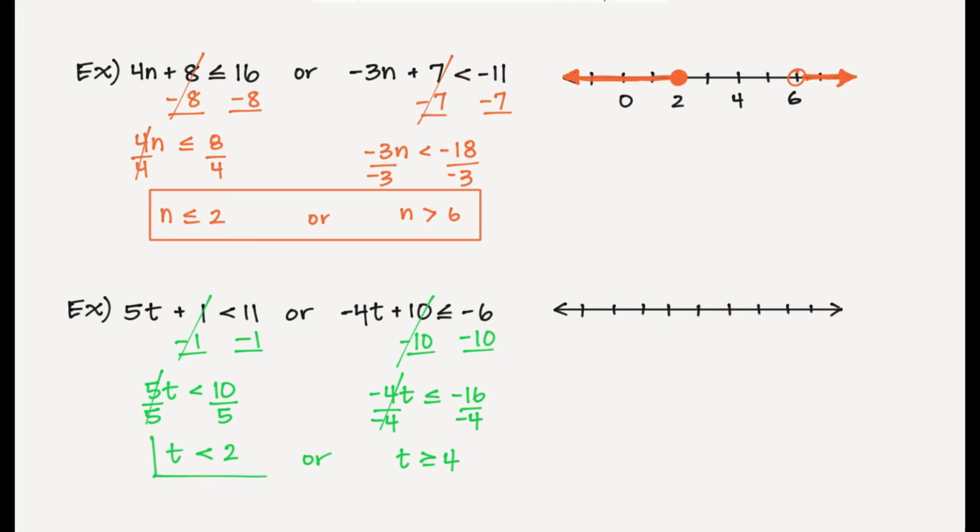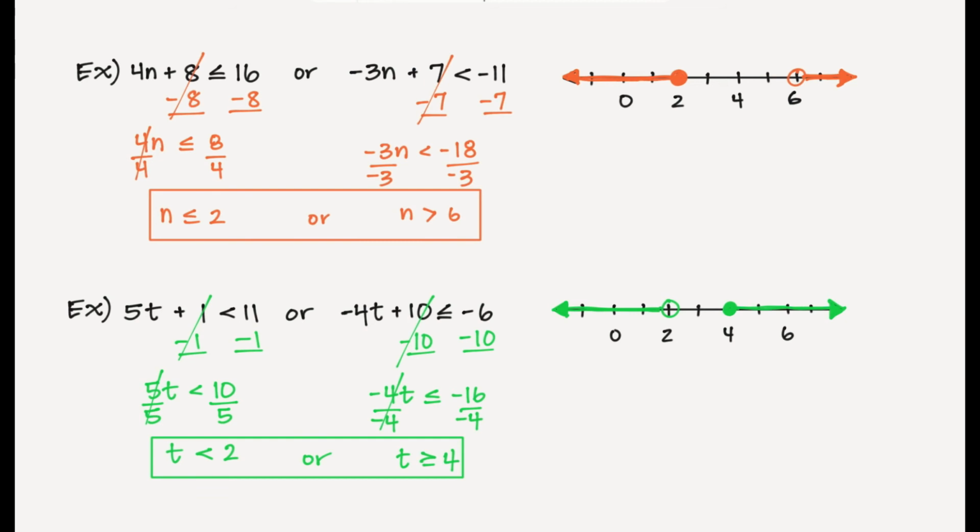So I'm going to go ahead and label some values on my number line again. And then I'm going to have an open circle at positive 2. And I'm going to shade everything less than that going to the left. And I will have a filled in circle at positive 4. And I will shade everything that is going to the right.